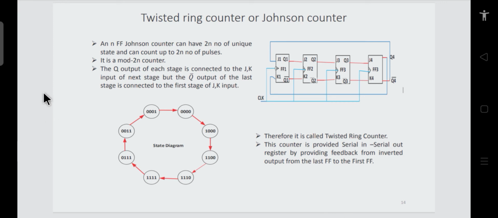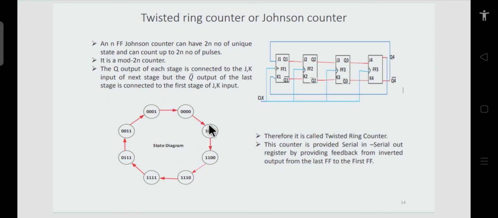Whereas the number of flip-flops which you use in a ring counter is also its mod n. So if n flip-flops are used in a ring counter, it will be called a mod n ring counter. Whereas if you are using n flip-flops in a twisted ring counter, then it will be called a mod 2n counter because it will go into 2n states. That is what is called a mod 2n counter.